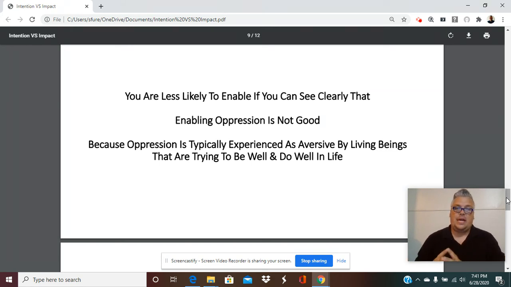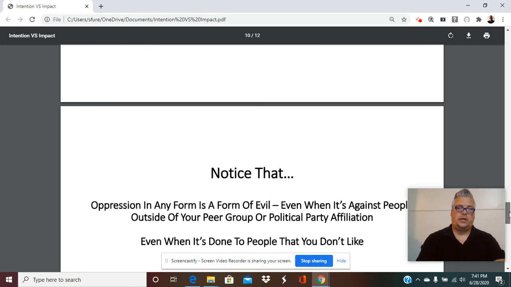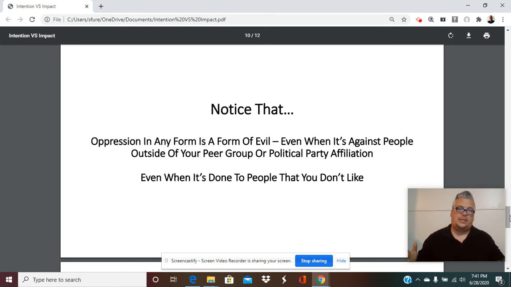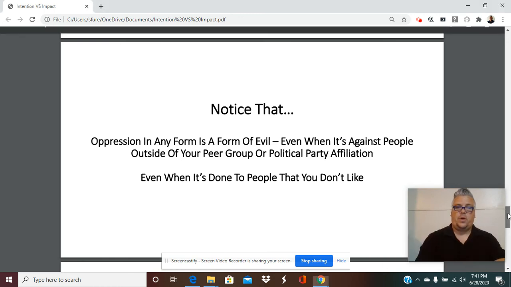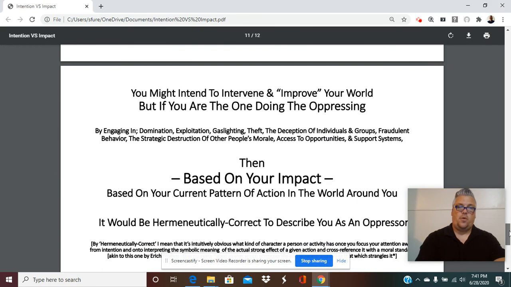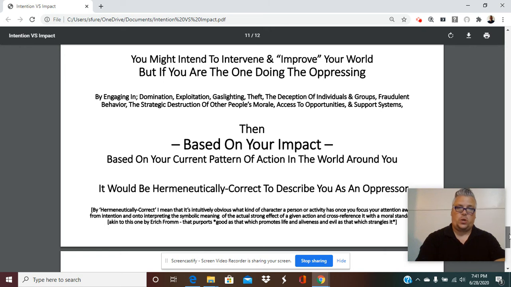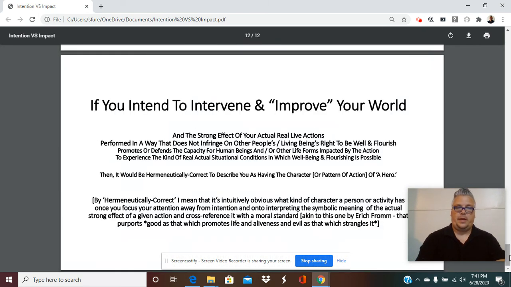You're less likely to enable if you can see clearly that enabling oppression is not good, because oppression is typically experienced as aversive by living beings that are trying to be well and do well in life, right? That's intuitively obvious. So therefore, you would notice then that oppression in any form is a form of evil, even when it's against people outside of your peer group or political party affiliation, even when it's done to people that don't like you. And if you're the one that is doing the oppressing, that makes you an oppressor, even if you think yourself a hero.